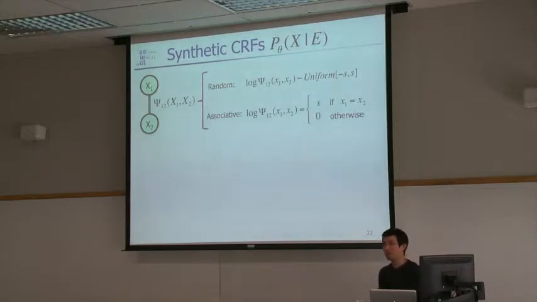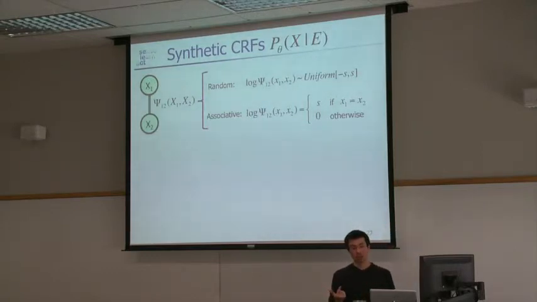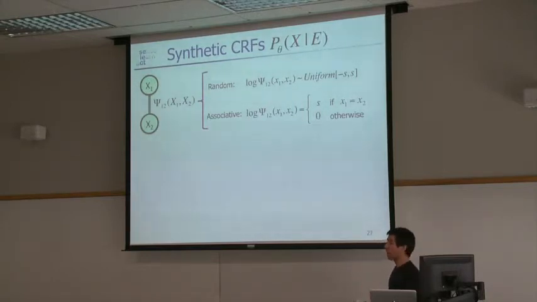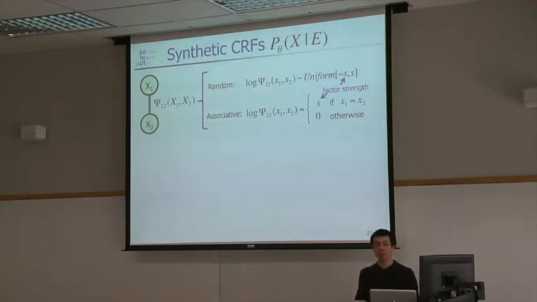And then perhaps more intuitive associative factors, which essentially say that variables like to share values with some strength s. So essentially the important thing to note from how we are defining these factors is that this value s measures the factor strength. In other words, as s becomes larger, then variables have stronger and stronger interactions with each other. And we'll see intuitively that that will make models more difficult to learn.